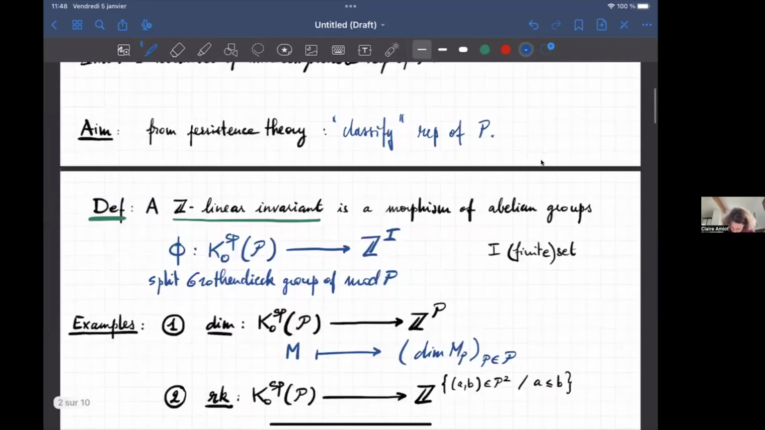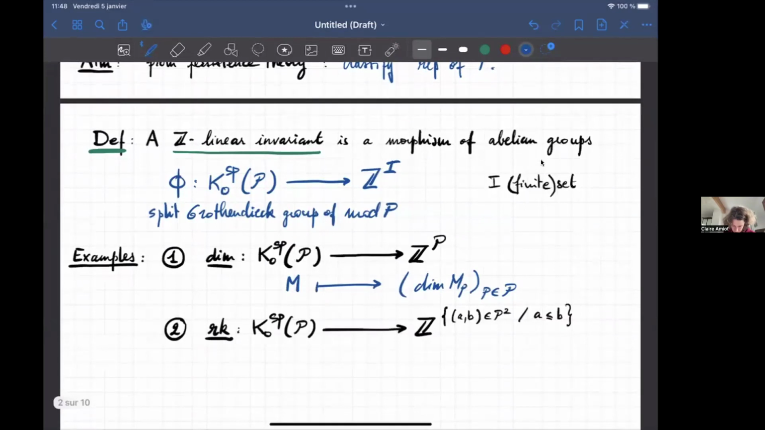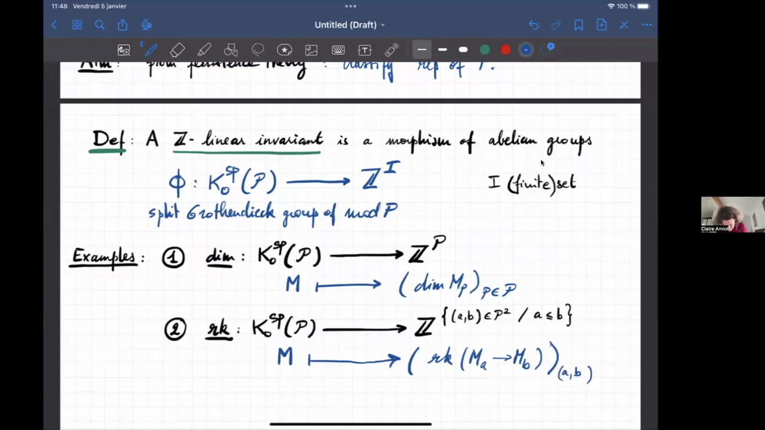And this is, of course, a morphism of abelian groups. The second example, which is very classical in persistence theory, is the rank invariant. The rank invariant goes first to Z to this set. I consider the set of pairs of elements in P such that a is smaller or equal to b, and I assign to M the rank of the map going from M_a to M_b, where (a,b) belongs to this set. This is another kind of invariant.